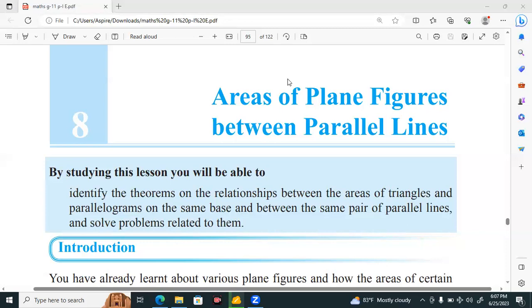lesson, actually, here there are not many calculations to do, though it tells areas of plane figures. Here you are going to learn three main theorems related to the areas of plane figures which lie between parallel lines. Then using those theorems, you can directly obtain the areas of the plane figures.